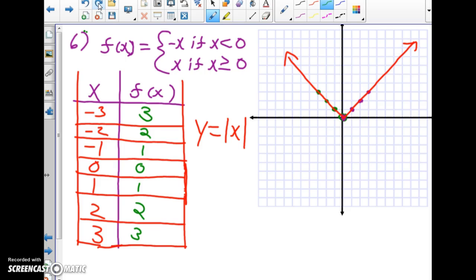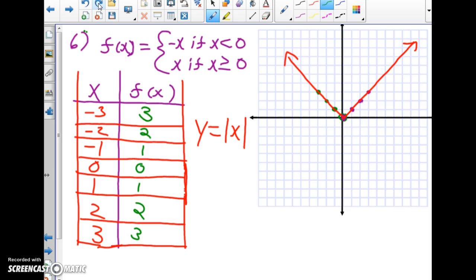All right, now let's go to the next question. So you've done number 6. Let's go to number 7a. What is the domain of that function? This is what you guys worked on last week. What's the domain of that function? Okay, now say again.